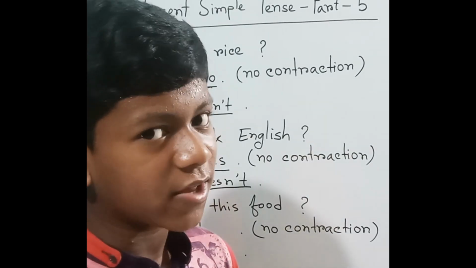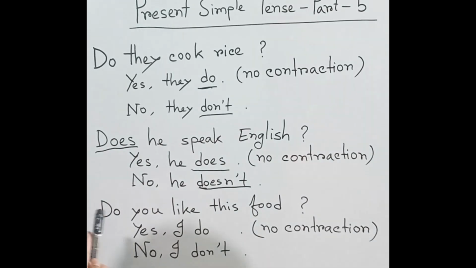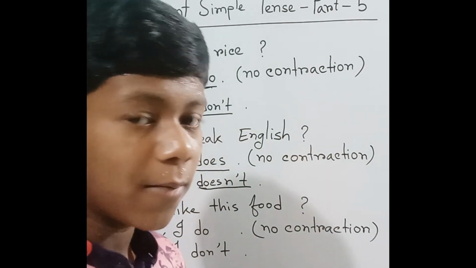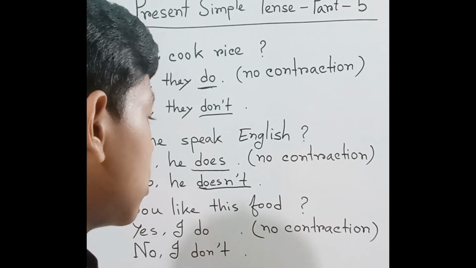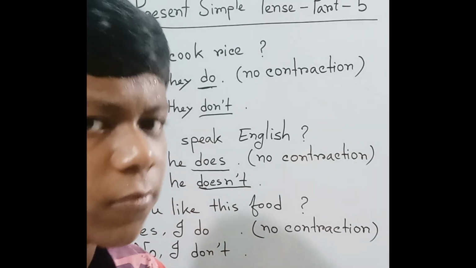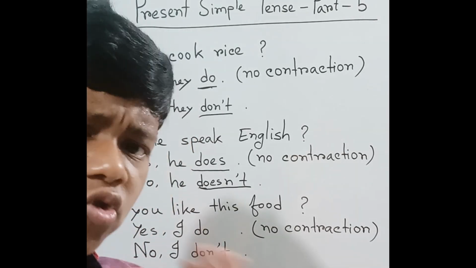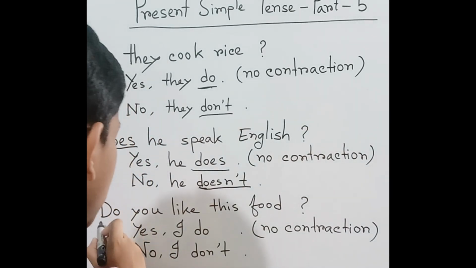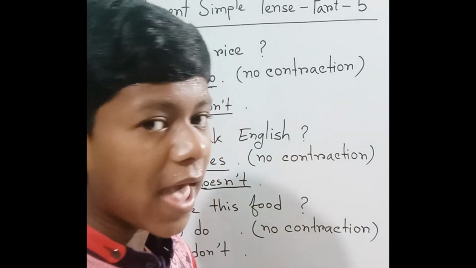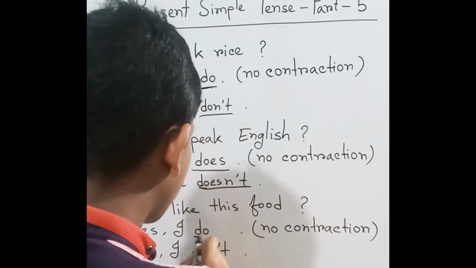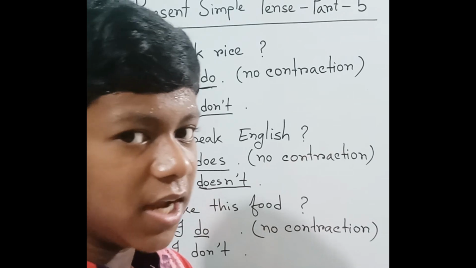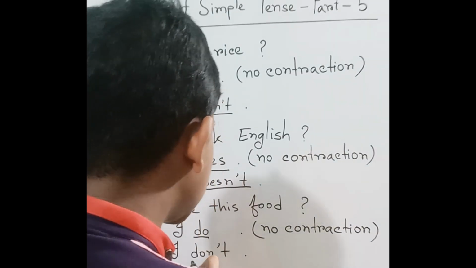So let's take another look. Here we can see, do you like this food? We have already seen, do you like this food? So for example, someone is asking you, do you like this food? So you can answer, because here we can see do, so you can answer by do in positive. But if you want to answer in negative, you can answer don't.